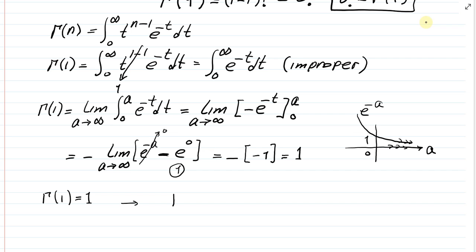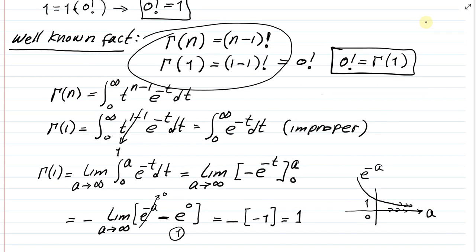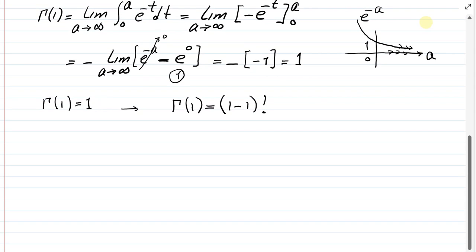Therefore, gamma of 1 is going to be 1 minus 1 factorial. Remember this expression we have up here? So I'm going to use that well-known fact. Okay. Now what is 1 minus 1? On the right side, that's 0 factorial, and gamma of 1 is 1. We just proved that. And there you go.